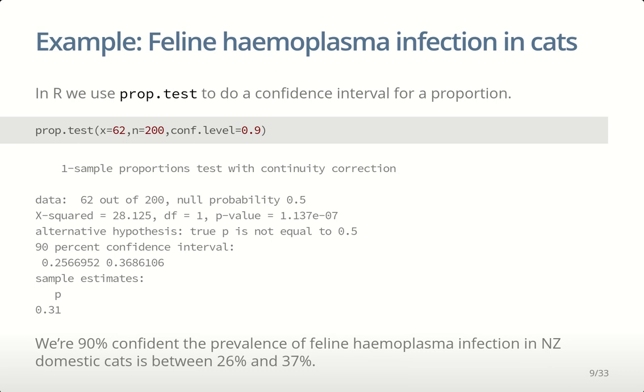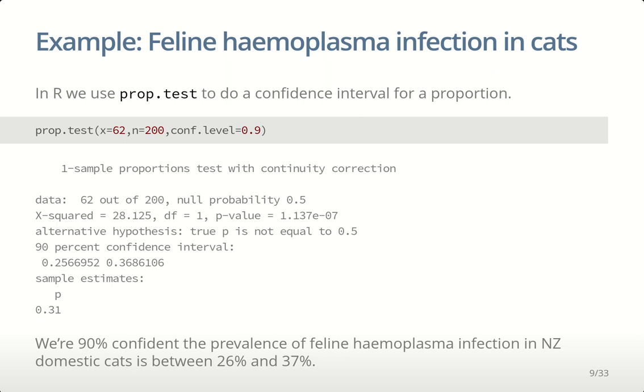So we do that using prop.test in R, so prop.test for a proportion. The first thing we put in is the number of positives, and the second thing we put in is the total sample size. Okay, so 62, 200, and then we also put in the confidence level that we want. By default that'll be 95%. So if you don't put it in, it'll be set to 0.95. If you put it in, you can set it to whatever you like, right? So here I set it to 0.9 because we want to be 90% confident.